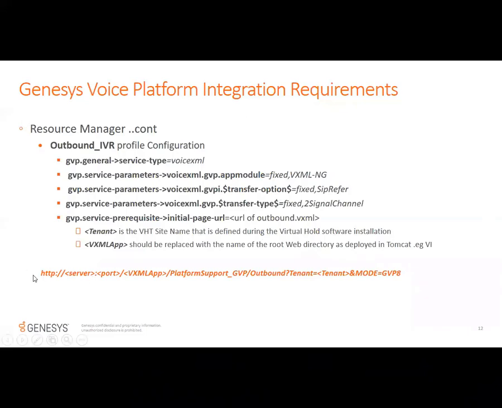So here's an example of how you would define that URL. HTTP://server would be the server name or FQDN of the Viz host and the port. The XML app, like I said before, that would be Viz or however you define the root web service. And then the rest is hard-coded as platform_support GVP outbound, and then you would define tenant equals, which is the tenant name or site name of your virtual hold install, in mode GVP 8.